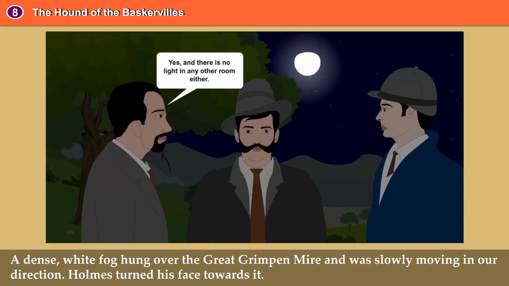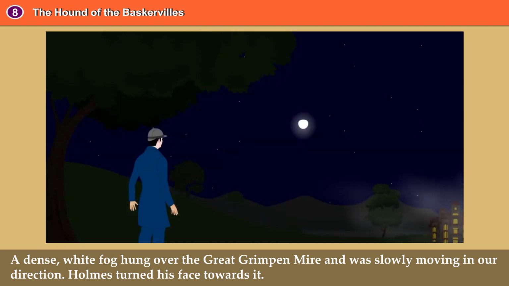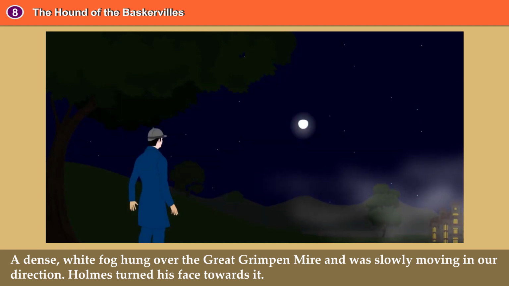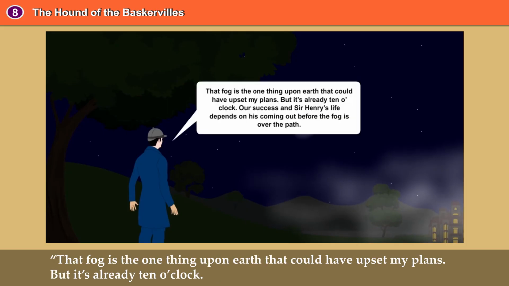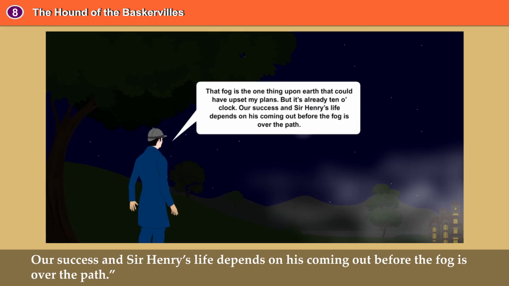A dense white fog hung over the great Grimpenmire and was slowly moving in our direction. Holmes turned his face towards it. "That fog is the one thing upon earth that could have upset my plans. But it's already 10 o'clock. Our success and Sir Henry's life depends on his coming out before the fog is over the path."